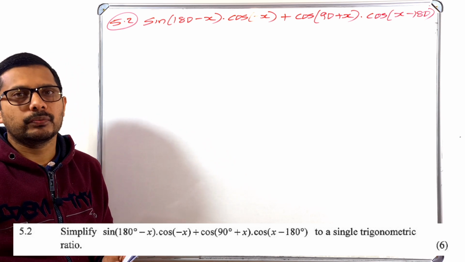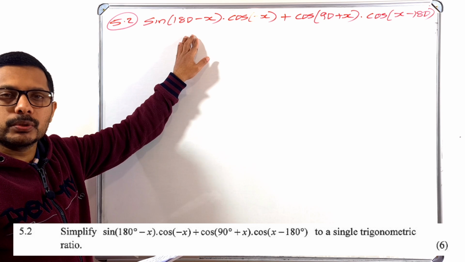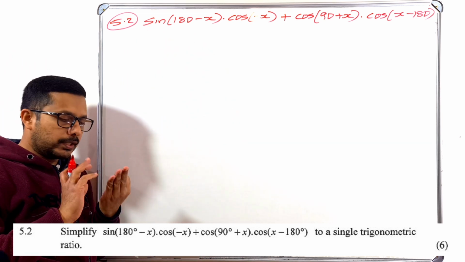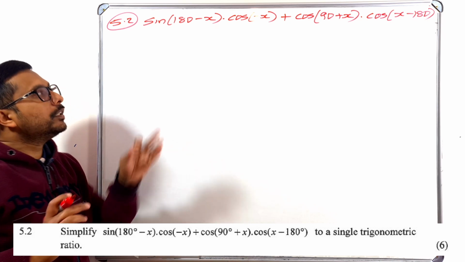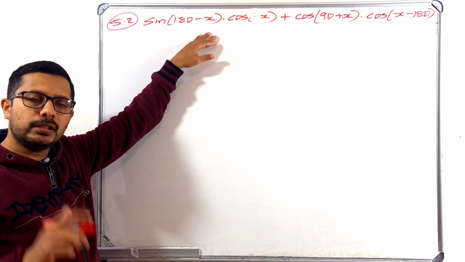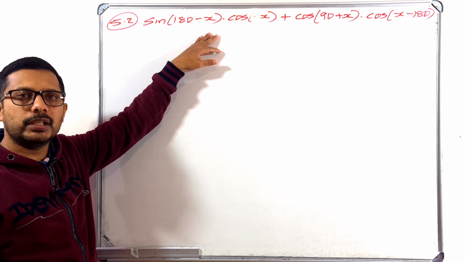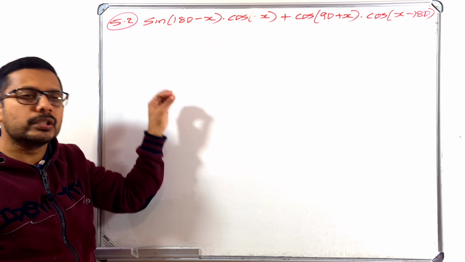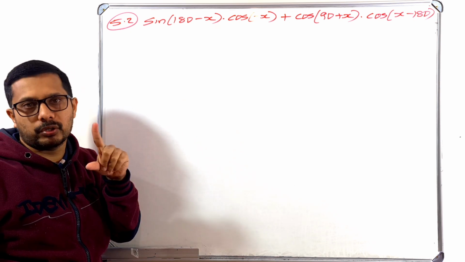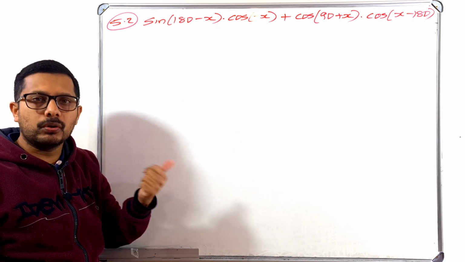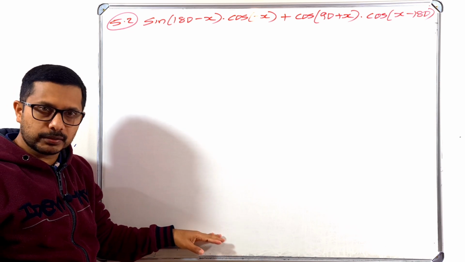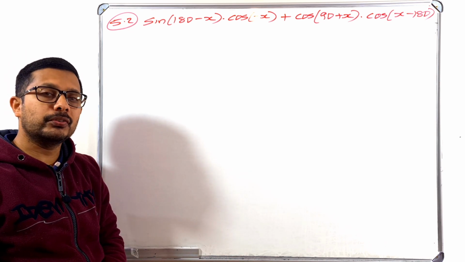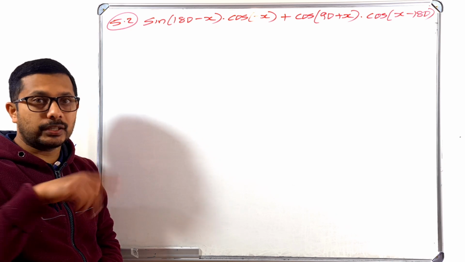So what is the meaning of that? You have to simplify this question using a single trigonometric ratio. There are three trigonometry ratios: sine, cos and tan. Either they want the whole of this in sine, or in cos, or in tan. It doesn't matter which ratio, but it must be only one trigonometric ratio, either sine or cos or tan, as the final answer. So to do this one, what do we need to know? We have to know the reduction formulas.